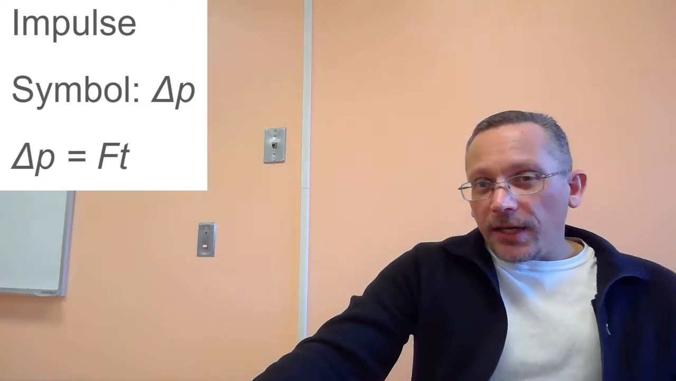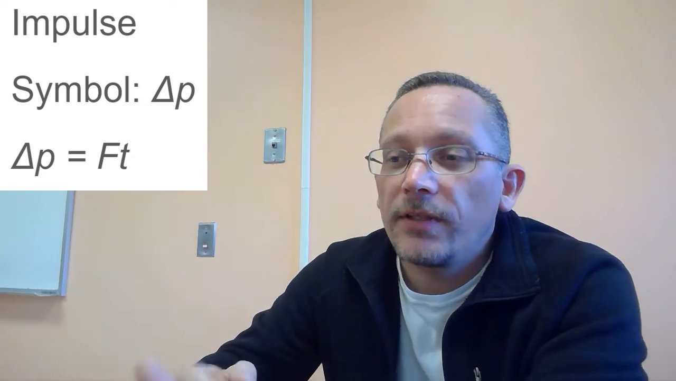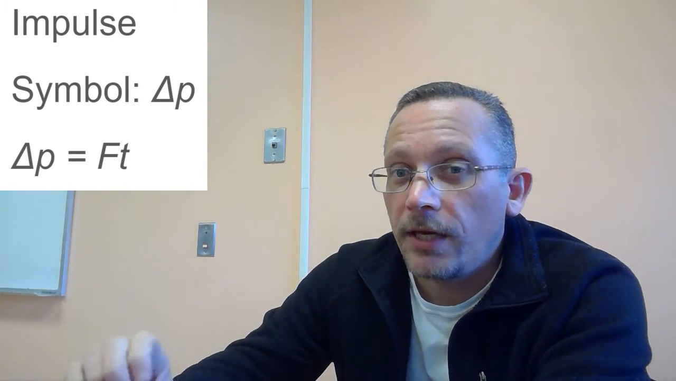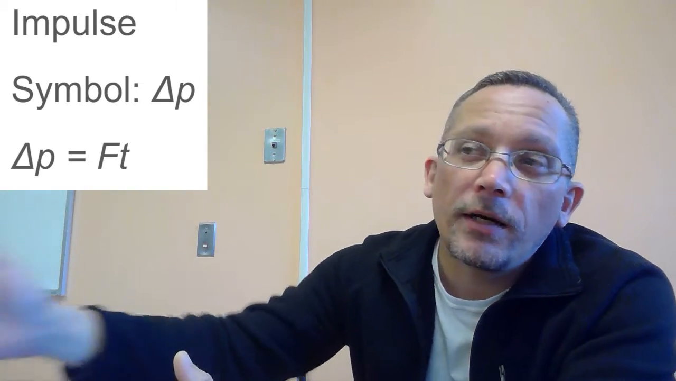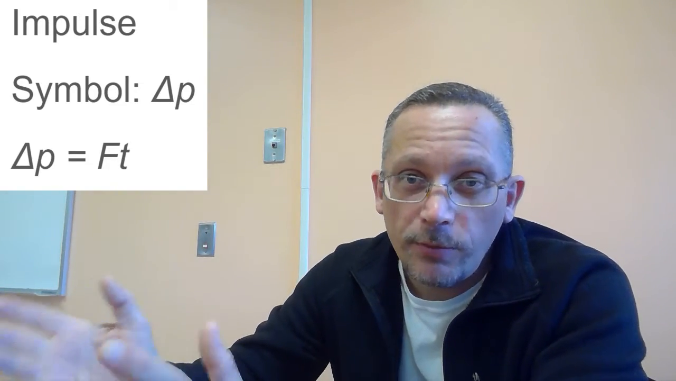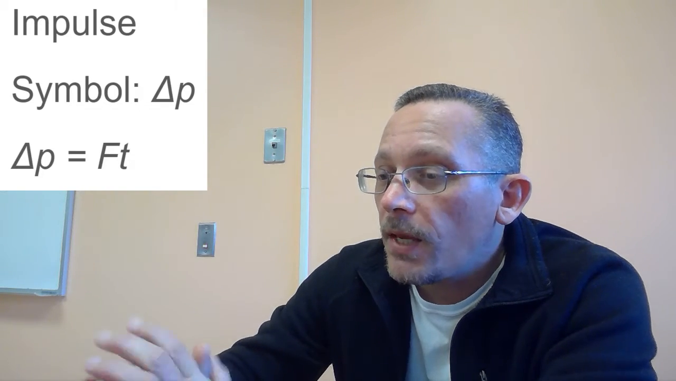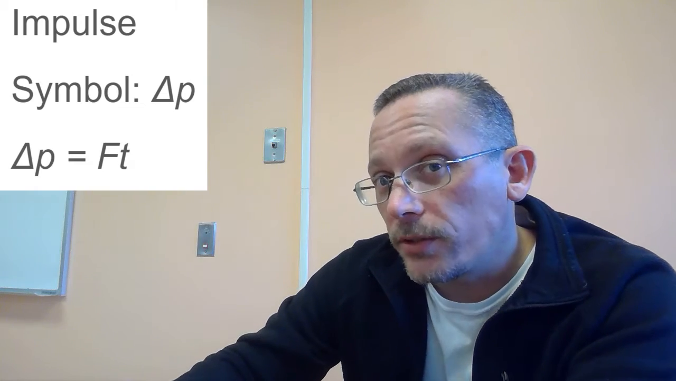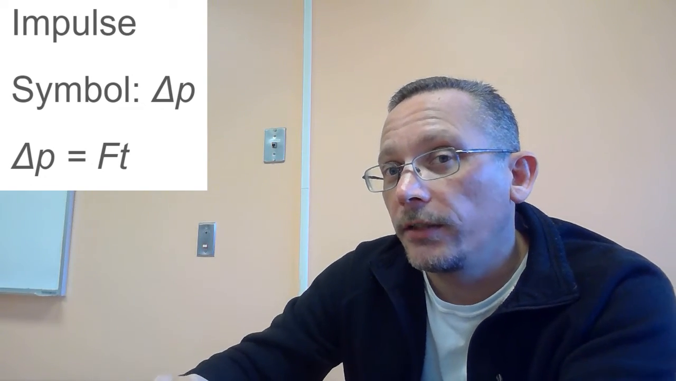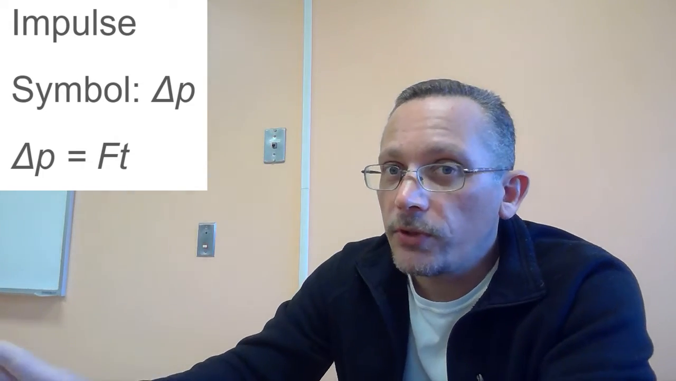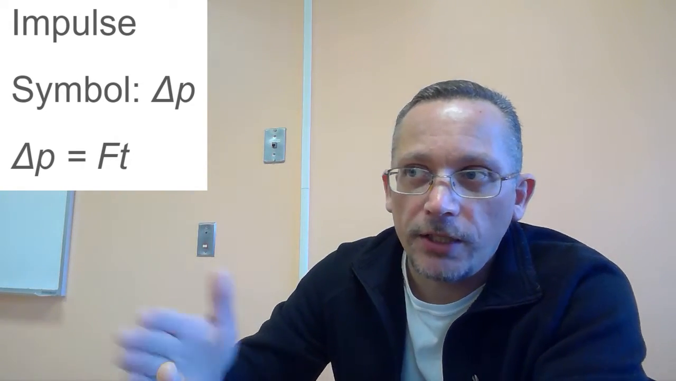Okay. If you think about an object whose momentum is changing, it's probably speeding up or slowing down. Its velocity is probably changing, and that's what's changing its momentum. In order for an object to speed up or slow down, it requires a force. So a force has to be working on it for it to speed up or slow down, right? So force is a component of the change in momentum, the impulse.